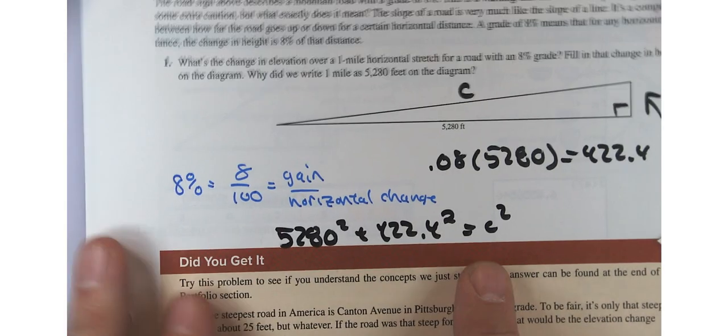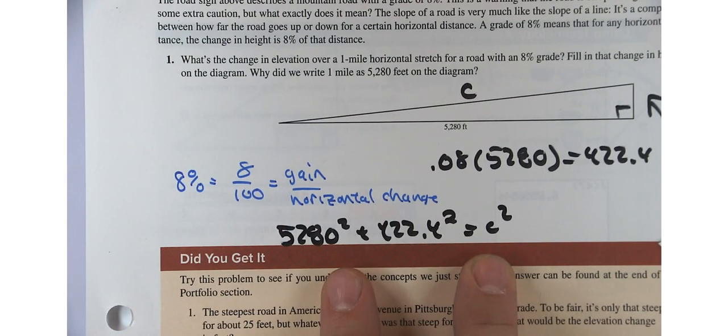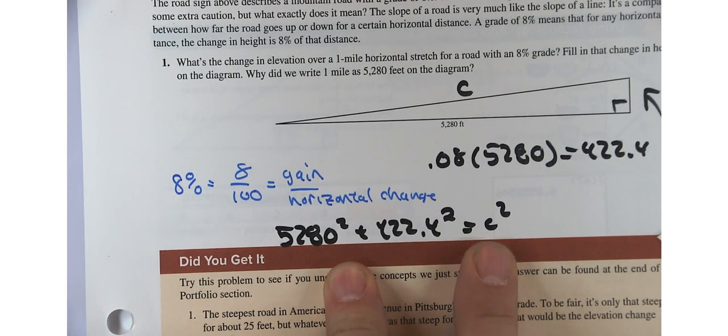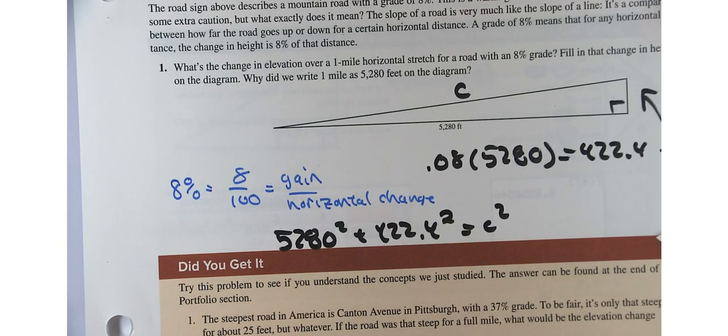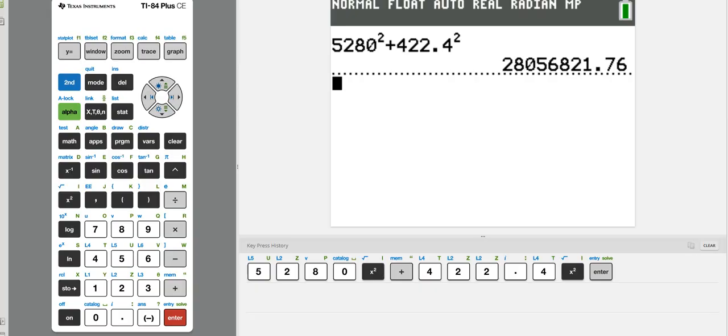All right. Am I trying to solve for c squared in this problem? No, I'm trying to solve for c. So let me write that big number down here real quick. So I'm going to get, let's see, 28,556,821.